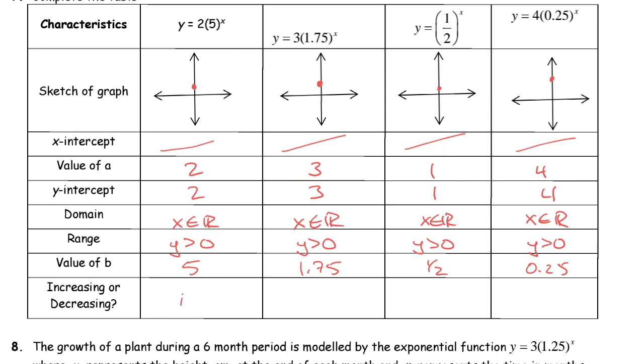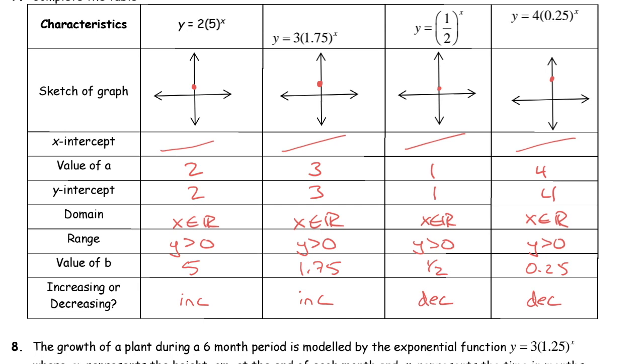So this is going to be increasing because 5 is greater than 1. This one's going to be increasing because 1.75 is greater than 1. This is going to be decreasing because 1/2 is between 0 and 1. And this one will be decreasing because 0.25 is between 0 and 1.